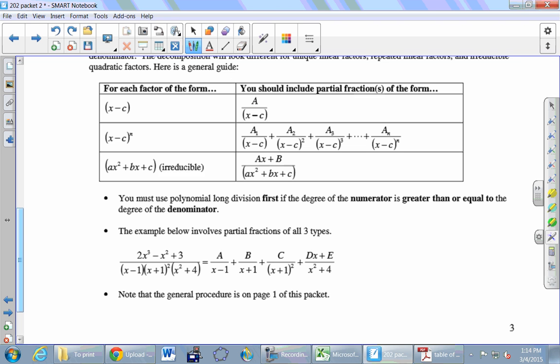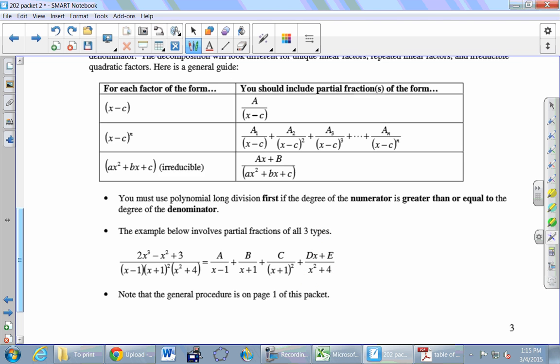And then finally, if you have a quadratic that is irreducible, that is to say that you cannot factor it, then instead of putting just a straight constant up on the top, you got to put a generic linear term, an ax plus b. That's the only thing that gives you x's on the top. So this x squared plus 4, can you factor it? We can't. And so that x squared plus 4 doesn't just get a single constant letter on top, it actually has a linear thing with an x in it. You see that?